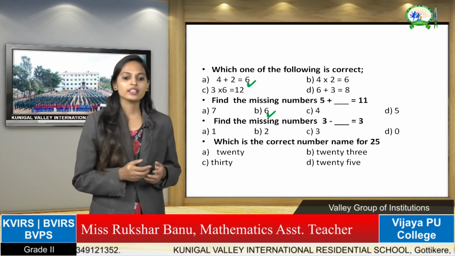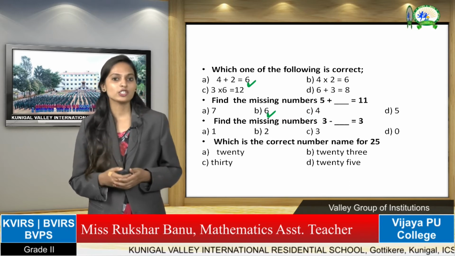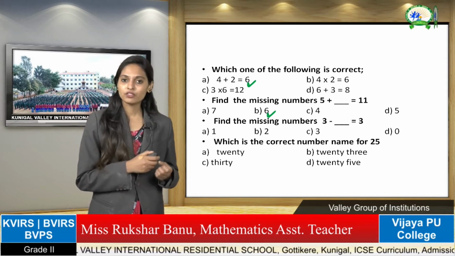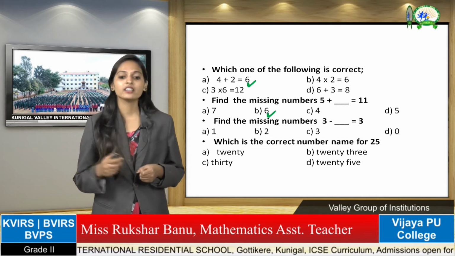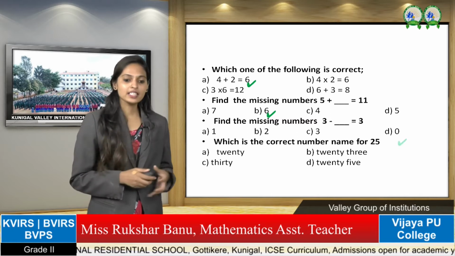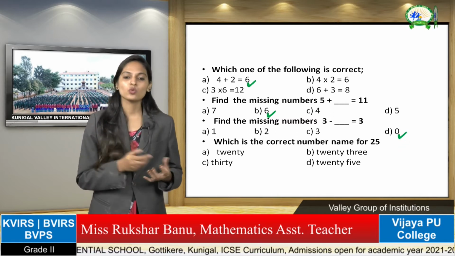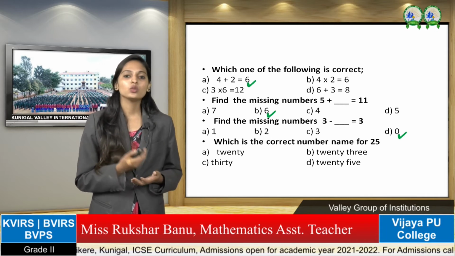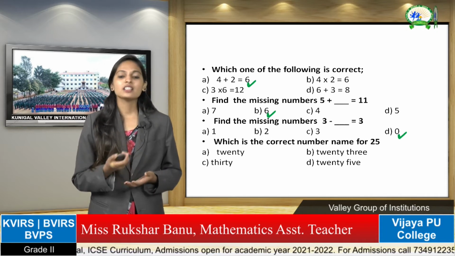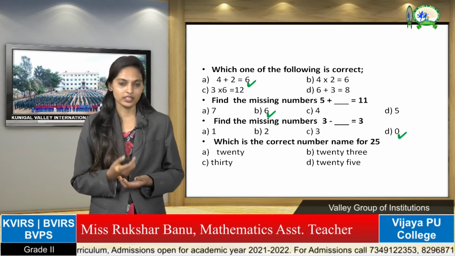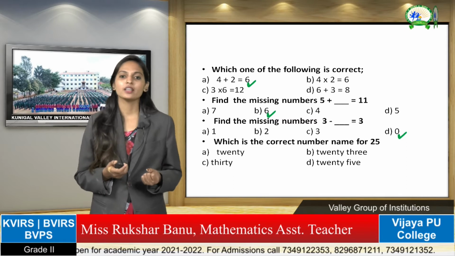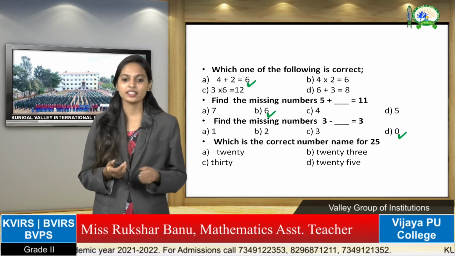Okay, so like this you have to write. Next one is find the missing number: 3 minus dash is equal to 3. Which number do we have to subtract to get the answer 3? 3 minus 1 is equal to what? 2, that is wrong. 3 minus 2 is equal to what? 1, that is also wrong. 3 minus 3 is equal to what? That is 0, that is wrong. But 3 minus 0 is equal to what? 3. So we got the answer, that is 0.